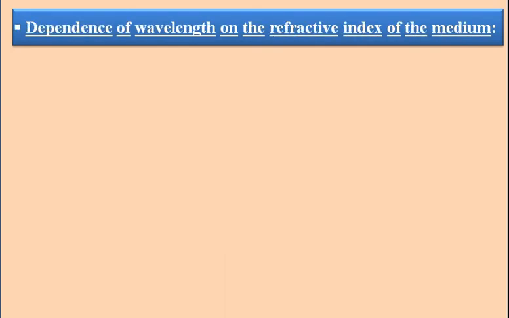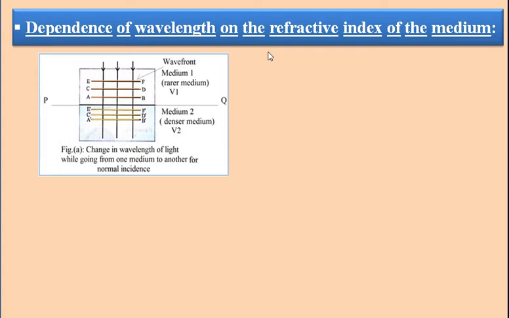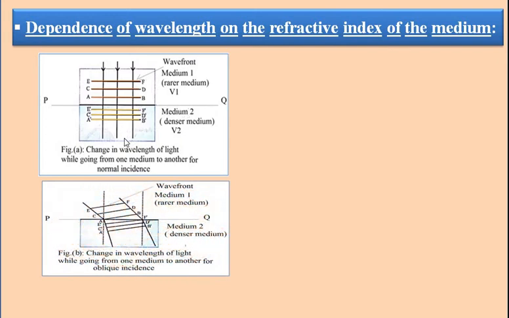Dependence of wavelength on the refractive index of the medium. Let us see the diagram for the dependence of wavelength on refractive index of the medium. Here PQ is the refracting surface. Here we have drawn two diagrams. This diagram is for the normal incidence and this diagram is for the oblique incidence. Both diagrams are the same, but this is a normal incidence and this is the oblique incidence.